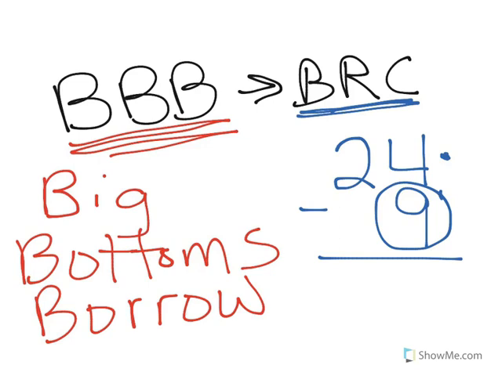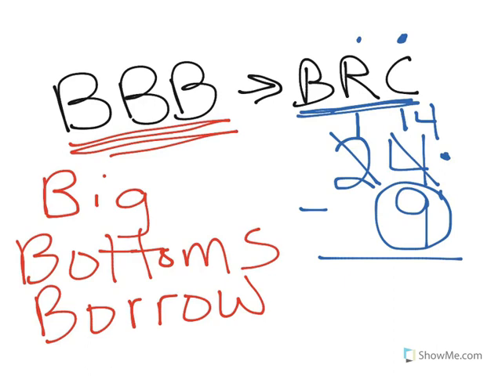I'm going to borrow from the 2, which means I cross it out. Now reduce means I have to make it smaller, so I'm going to change it to a 1. But we're not done yet because we still need to do the carry. Carry simply means that I am going to carry a 10 from the tens place over to the ones place. So my 4 really gets changed into a 14.